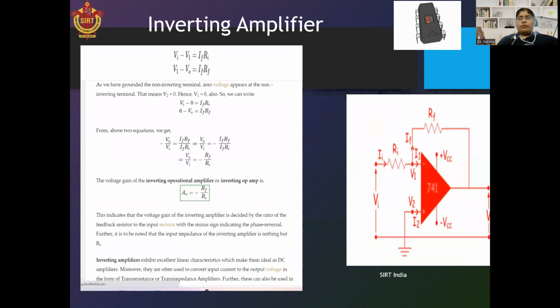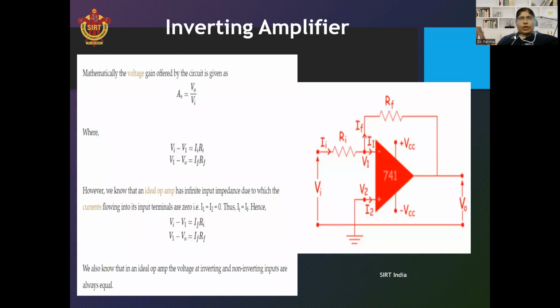Here, the gain with feedback will be calculated in this lecture. So the gain with feedback is, you can see here, the output voltage divided by input voltage. In this circuit diagram of inverting amplifier, V0 is output, VI is input, II is input current, RI is input resistance, RF is the feedback resistance connected between input and output network, V1 is the voltage present at the negative terminal, V2 is the voltage present at the positive terminal.